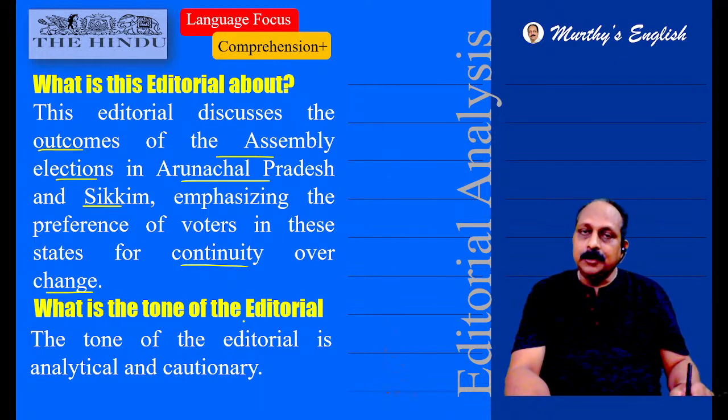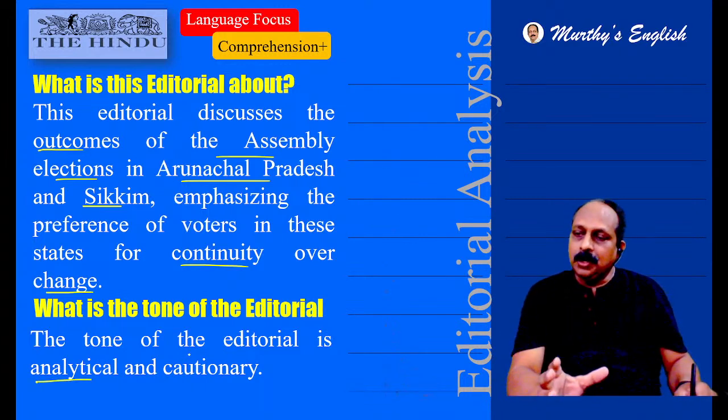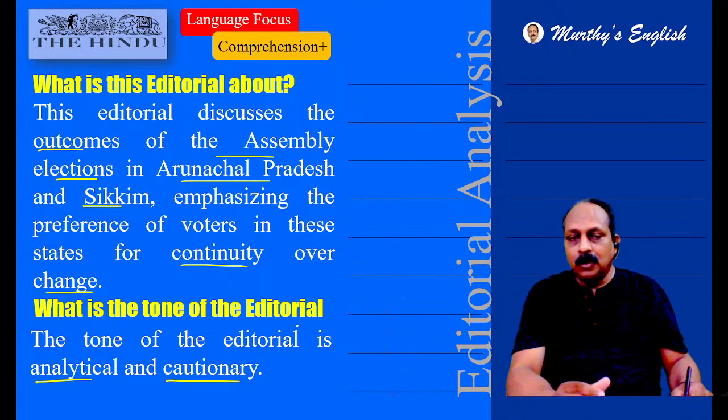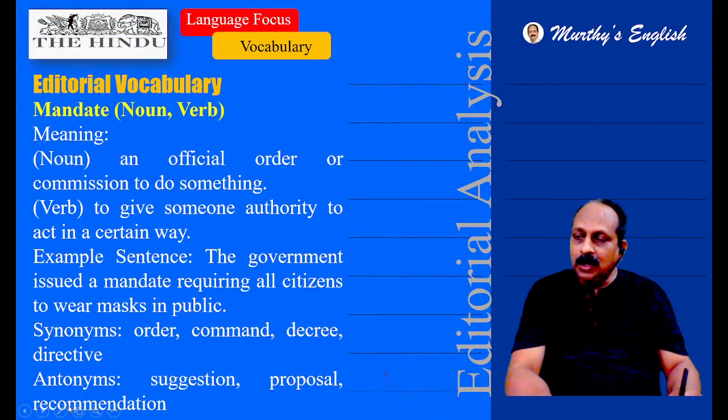What is the tone of the editorial? The tone of the editorial is analytical and cautionary. Analytical analysis: Arunachal Pradesh, which party, Sikkim, which party, and the opposition. And why is it cautionary? Because there is no opposition as such in Arunachal Pradesh, and Sikkim also may go in the same direction. Arunachal Pradesh may go in the direction of Nagaland. In Nagaland, there is no opposition, so it is not advisable in a democratic setup. Based on that cautionary note, let us go to editorial vocabulary.